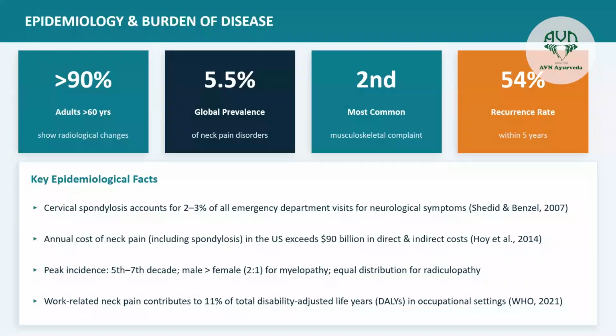The incidence is more in males than females for myelopathy, but when looking into radiculopathy there is an equal distribution. Looking into the work-related neck pain pattern, currently, when we look at the data, it is not just work-related. Even students and all age groups are nowadays getting neck pain. The accountability here is 11% of total disability-adjusted life years in occupational settings as per the WHO 2021.